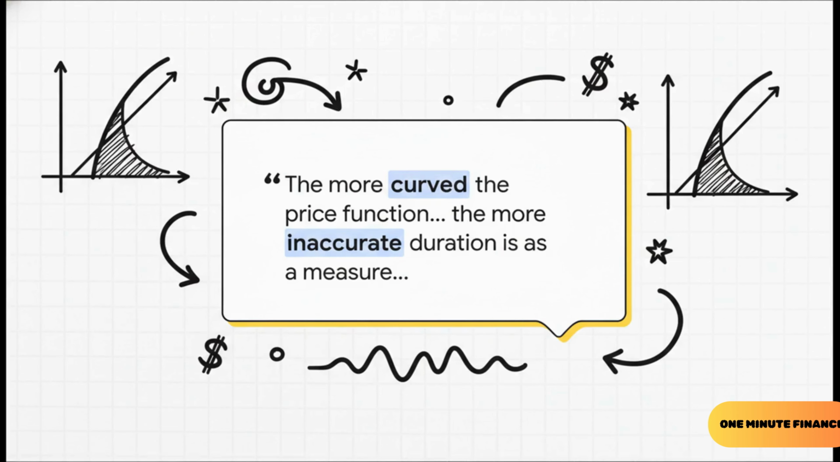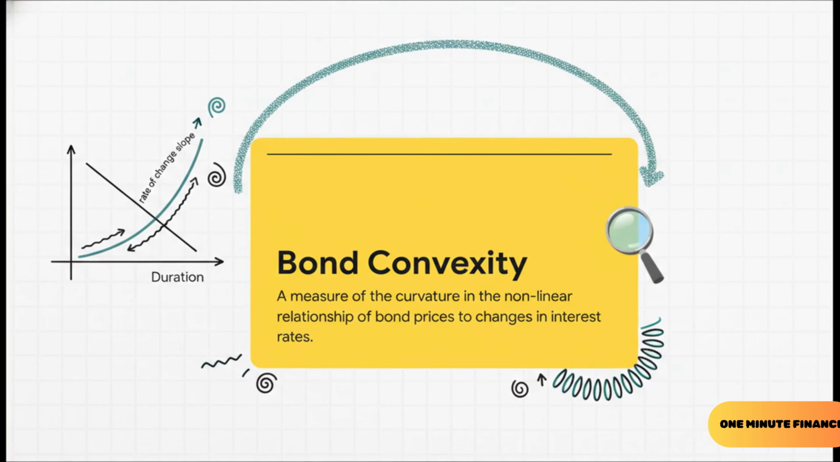So how do we fix duration's straight line problem? Well, we introduce a second tool, a curve corrector, if you will, and that's known as convexity. So if duration measures the slope of that price yield line, convexity measures the curvature of that line. It doesn't just tell us the direction of the change, it tells us how quickly that change is accelerating. Basically, it tells us exactly how bendy the line really is.